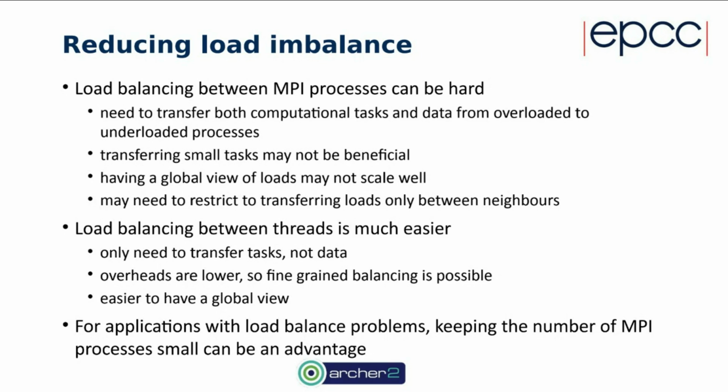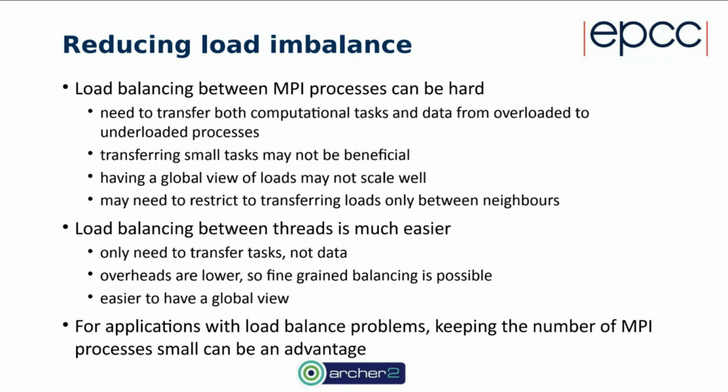On the other hand, load balancing between threads is much easier. We only need to transfer tasks and not the data. The data does have to move, but that's all implicit, and the overheads are lower, so some fine-grained balancing is possible. It's much easier to do dynamic load balancing with threads than it is with MPI, and it's also fairly trivial to have a global view of the load on every thread.